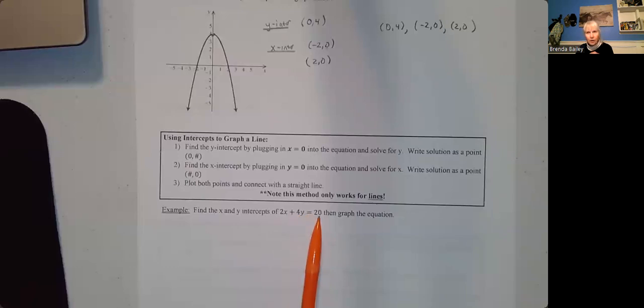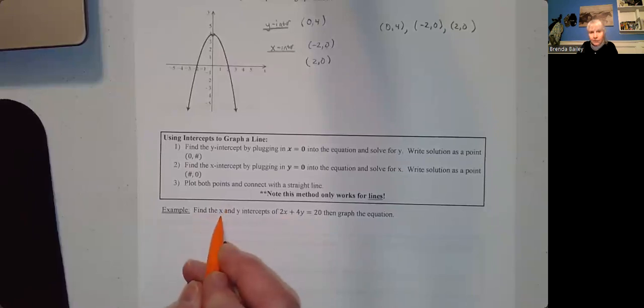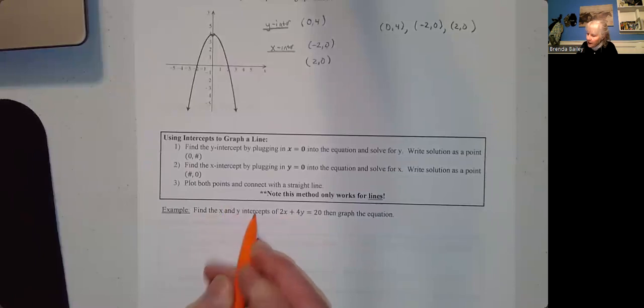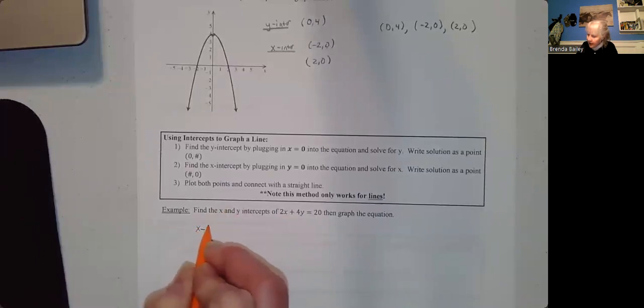And we're going to look at one where you wouldn't want to use the x and y-intercepts to graph it. But this one we do because 20 can be divided by 2 evenly, and 20 can be divided by 4 evenly. So let's go through our process. First off, it doesn't matter which one you find, either the x-intercept first or the y-intercept. Let's find the x-intercept.